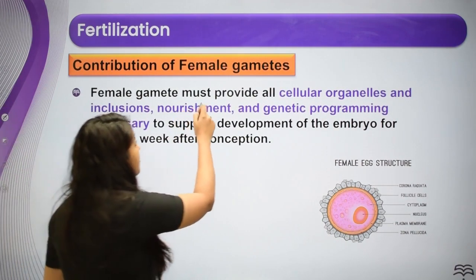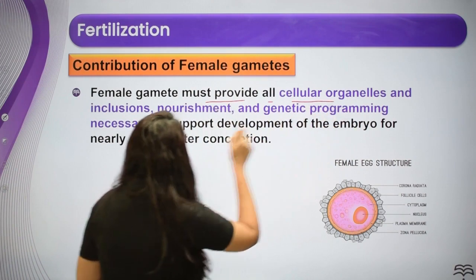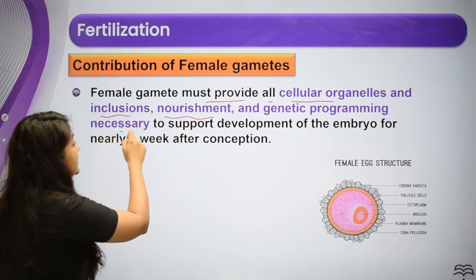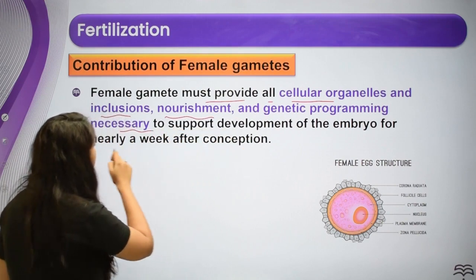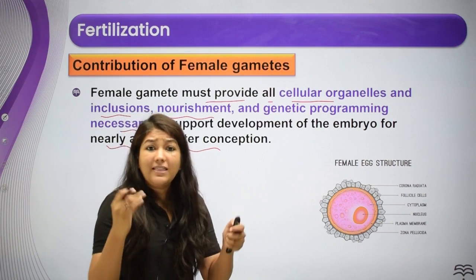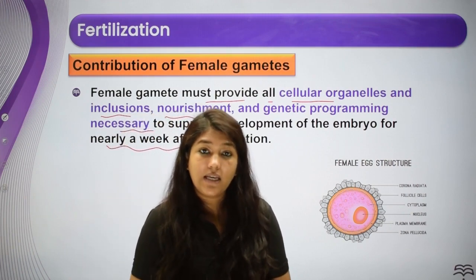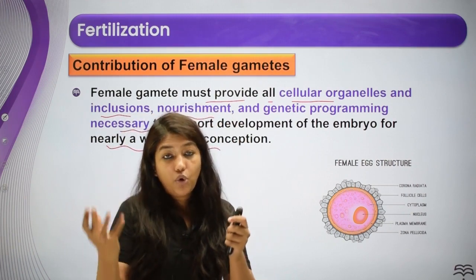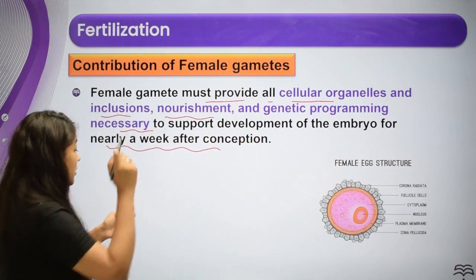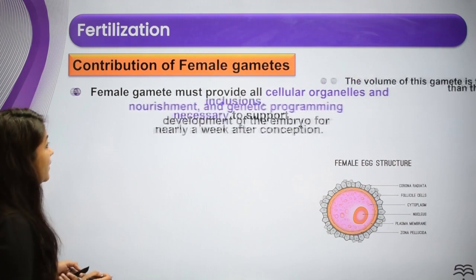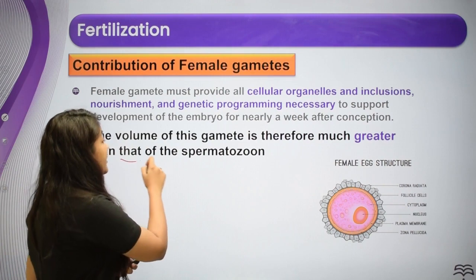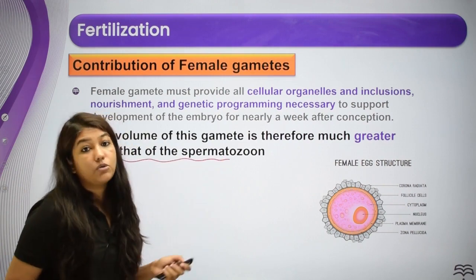Okay, now let's talk about the contribution of the female gamete. The female gamete must provide all cellular organelles, inclusions, nourishment and genetic programming necessary to support the development of the embryo for nearly a week after conception. And that's why we see the difference in their size as well. The ovum contains the cytoplasm, and it is contributing all these things. Next, the volume of this gamete is therefore much greater than that of a spermatozoa.